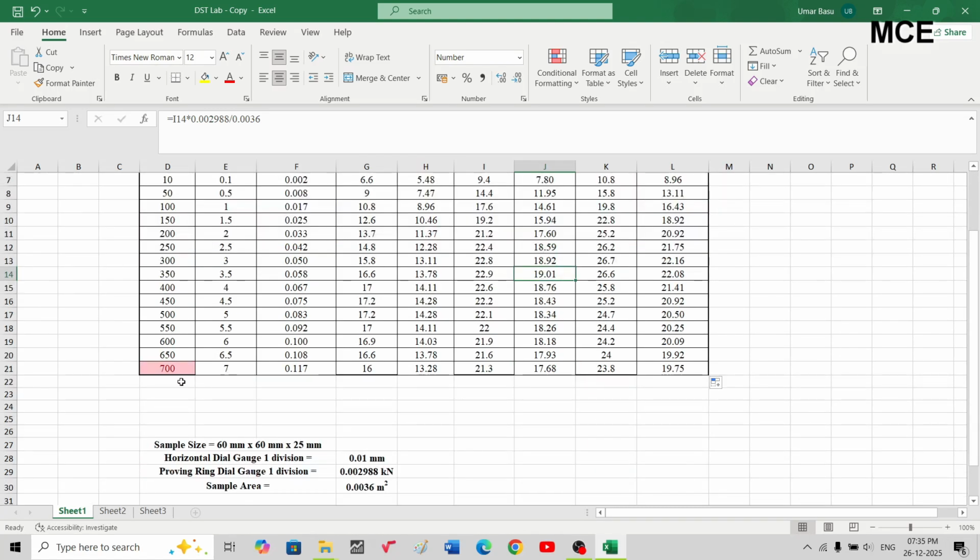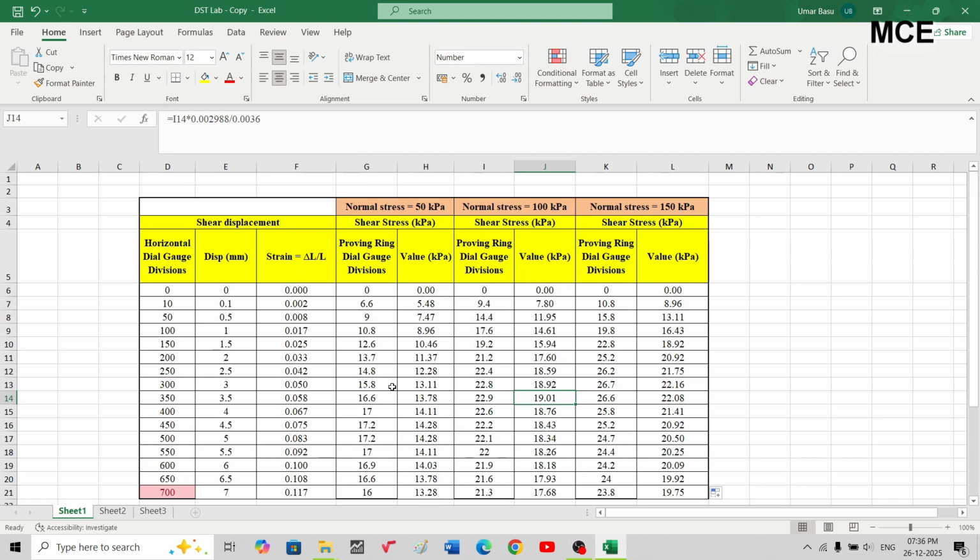For your DST, the calibration factor will be different, both for the horizontal dial gauge as well as for the proving ring. You have to check that from the calibration chart. It will not be the same; for every machine it's different.